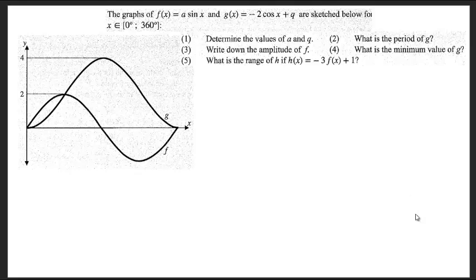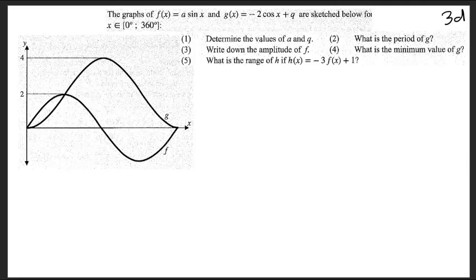Okay, so this is question 3D, I think. So let's go ahead and answer 3D. They're saying that the graphs for f of x is sine of x, and g of x is negative 2 cos x plus q, for the interval x is an element of 0 and 360 degrees.